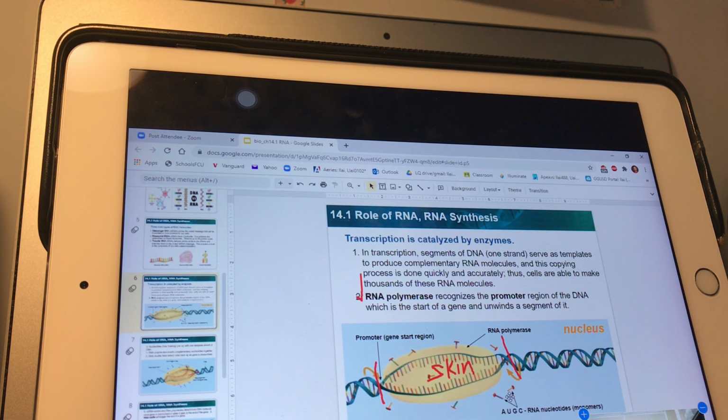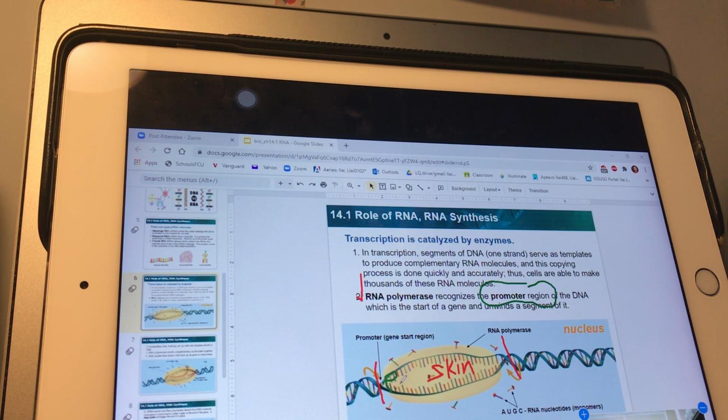Then what happened is, using one of the strands as a template, it starts making the messenger RNA, which is the message, okay? Now, how does this RNA polymerase, how does this enzyme know where a gene starts? It knows it here. This region is called the promoter. The promoter region is right here, P for promoter.